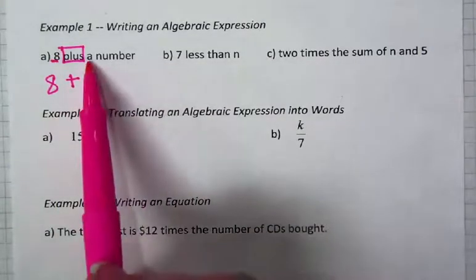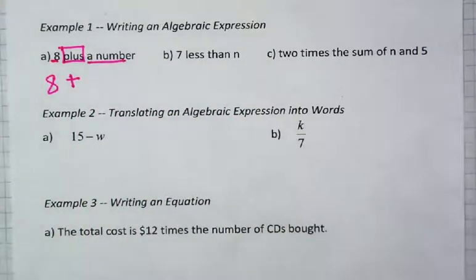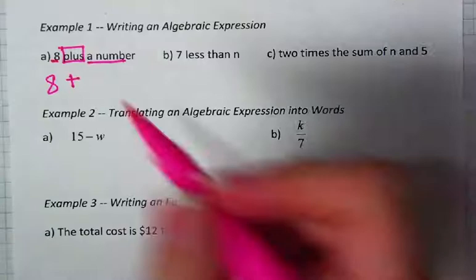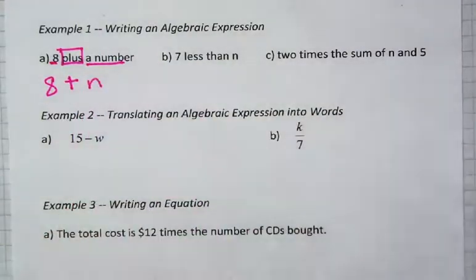And then it says a number. Well, if it's talking about a number, it's just talking about some random number. It could be anything. It could be something that changes. So this we would use a variable for. What I want to do is pick a letter that represents this number. Since it said a number, I'm going to use the letter N. N for number. You could use X, you can use Y, you can use whatever letter you want. I'm going to use N. That's my algebraic expression, 8 plus N.